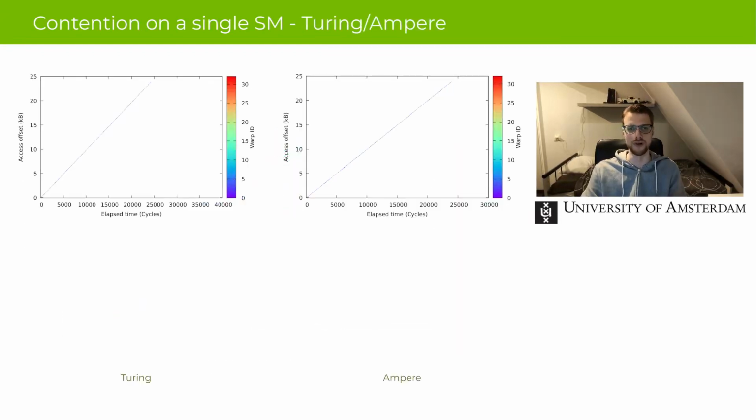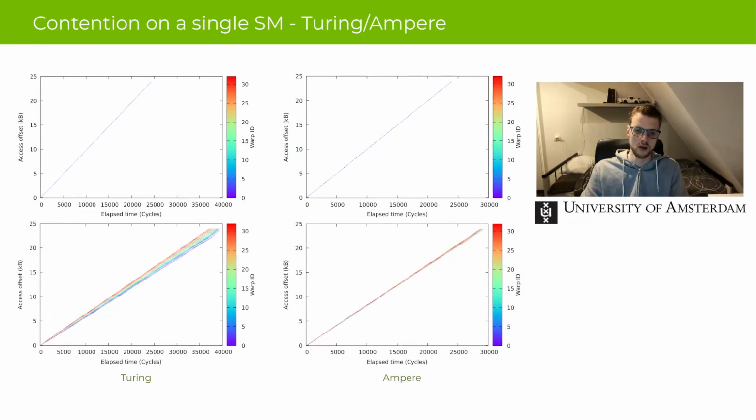So how does this compare to Turing and Ampere? Again, we have a baseline where they both roughly take 25,000 cycles. And we see that the impact from contention is actually much smaller. On Ampere this is even less than 5,000 cycles.